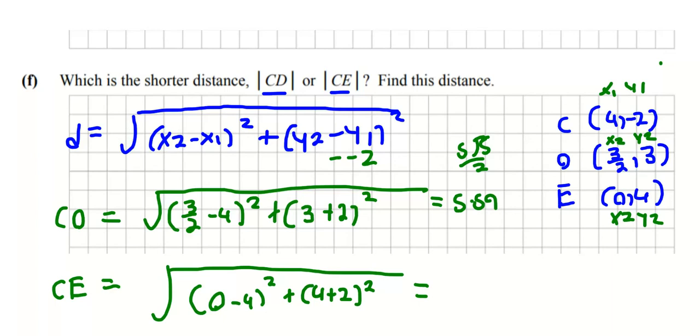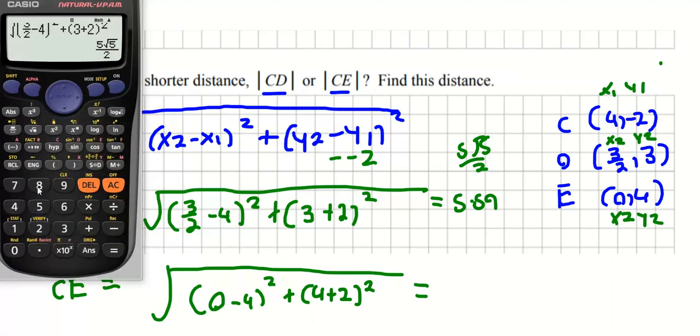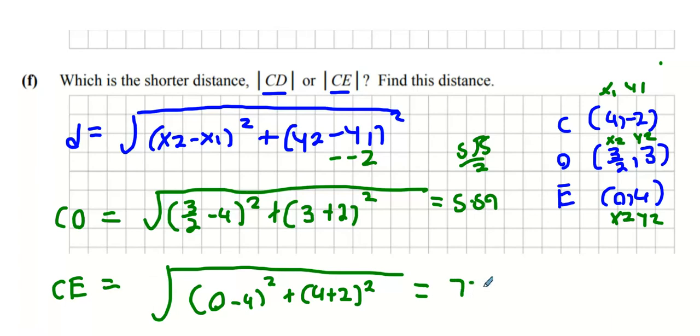Okay, so let's have a look at this one. So square root of 0 take away 4 squared, plus 4 plus 2 squared, 2 root 13, otherwise known as 7.2. So we know that CD is shorter. Okay.